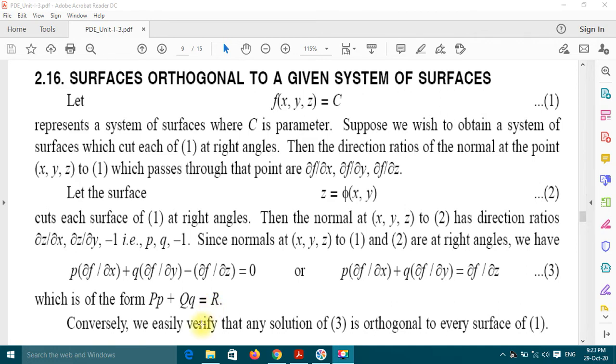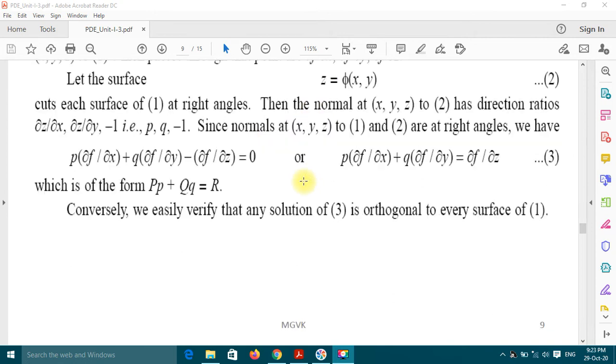Conversely, we can easily verify that any solution of this equation Pp + Qq = R is orthogonal to every surface of the given system of surfaces, which is denoted in equation number 1, f(x, y, z) = c. Now come on to the problem.